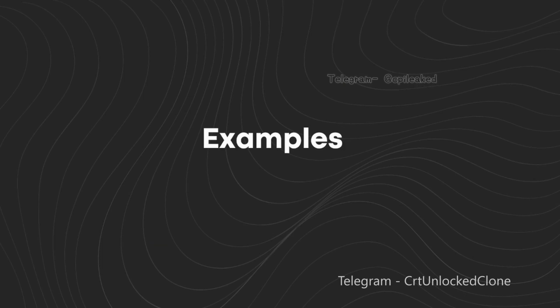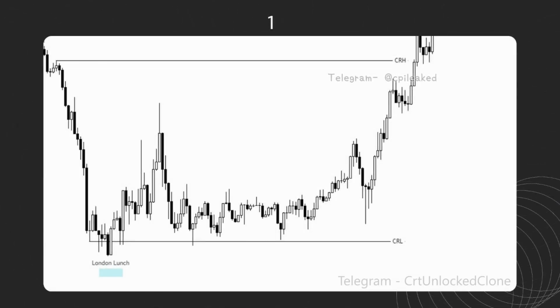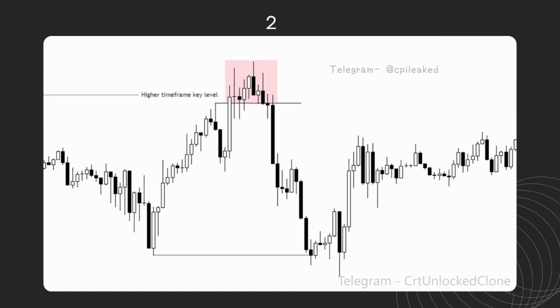Let's look at some examples right here. First example we've got is right here. You can see this CRT. We've purged the CRT at a key time, and then we've had this turtle soup. It was a high probability turtle soup, and then price expanded above explosively. Another example is right here. We've got this turtle soup again, and you can see we've got the same framework. We've tested a higher time frame key level. We've purged the high at a key time, and then we've had this high probability turtle soup which worked out perfectly.